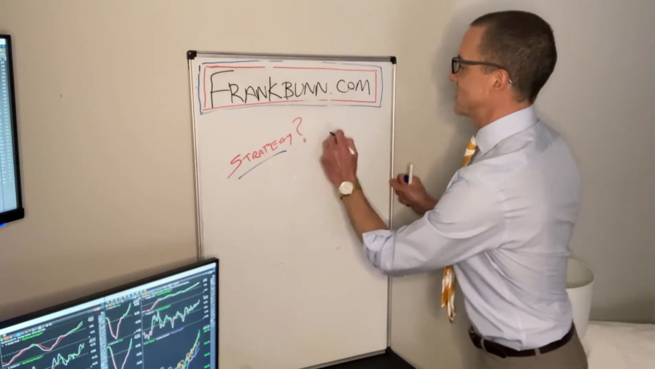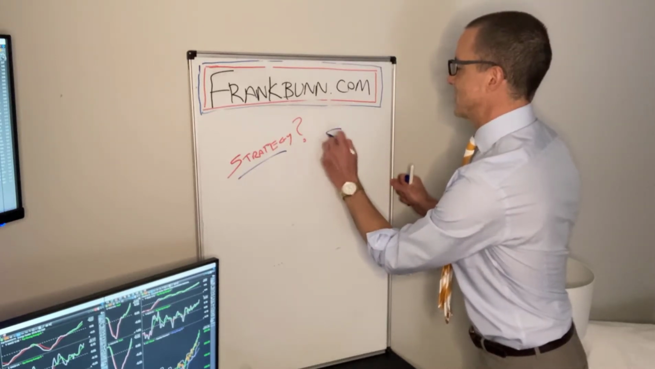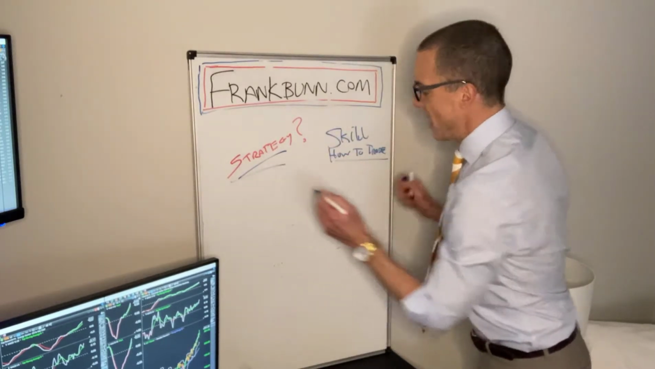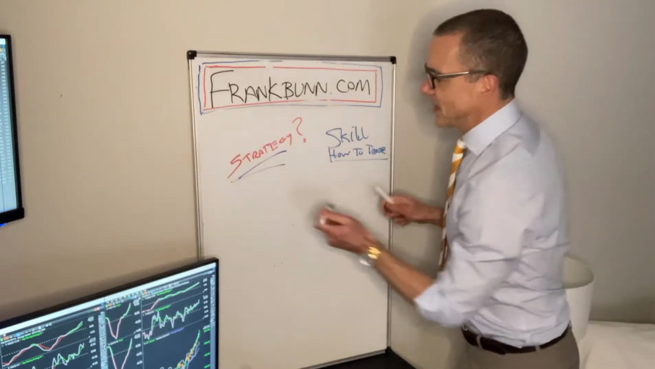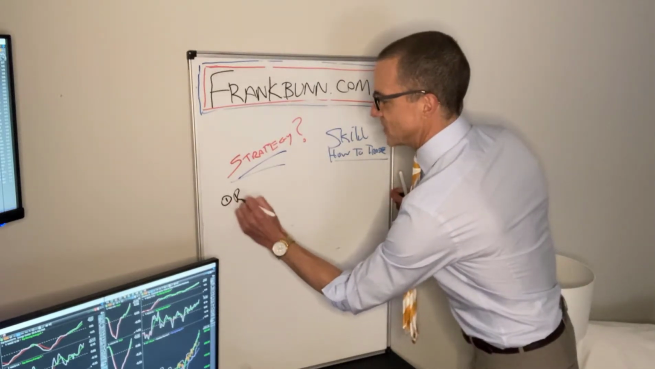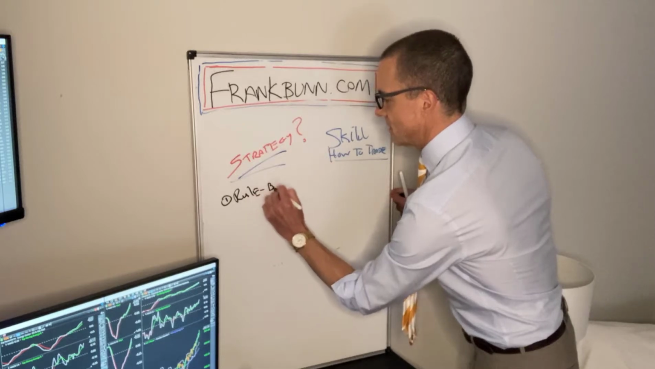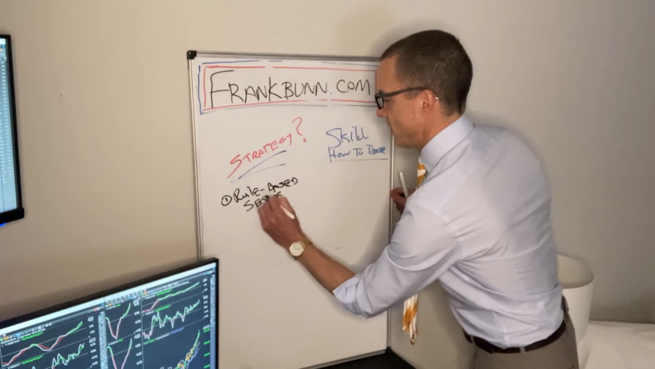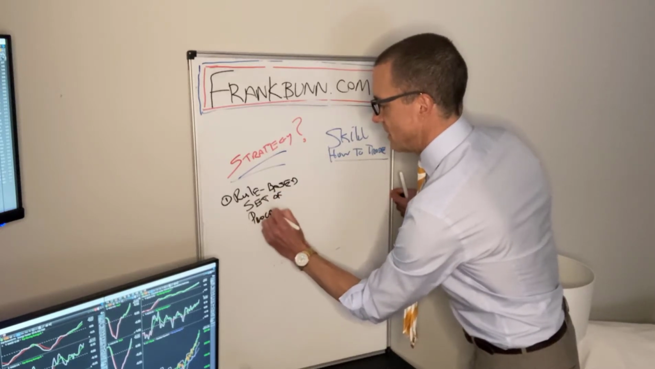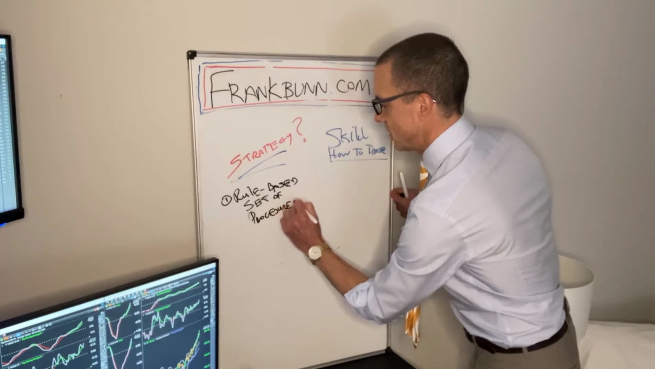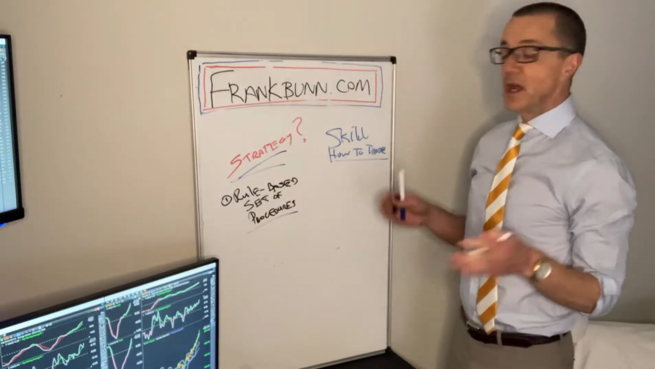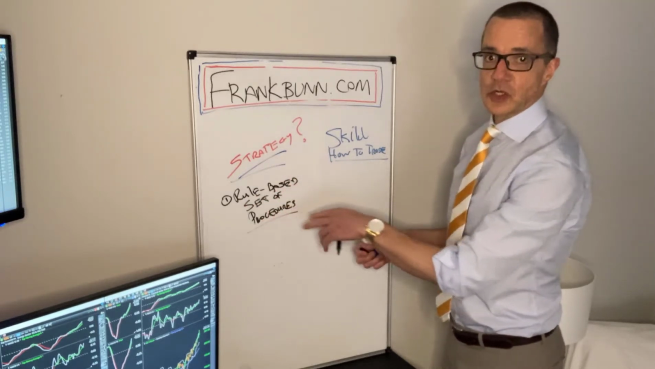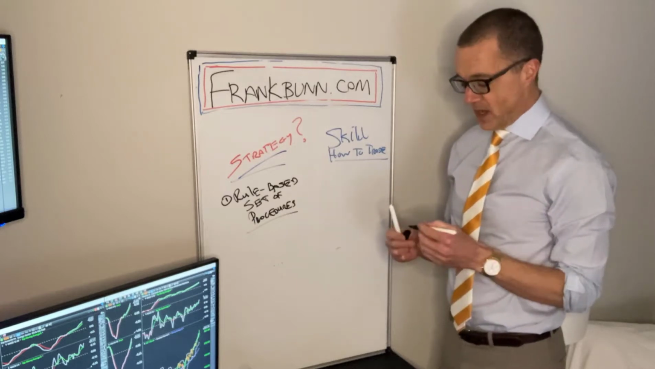Okay, so the first thing we need to do is define each thing. The first one, we've got strategy, and over here we also have the skill, which is how to trade. Strategy is simply a structured, rule-based set of procedures that you will use to enter and exit the market. You'll be very clear about that. Again, strategy: a set of rule-based procedures for entering and exiting the market.